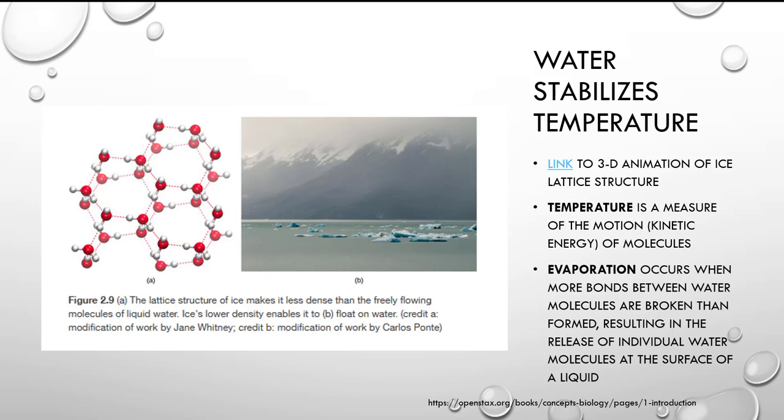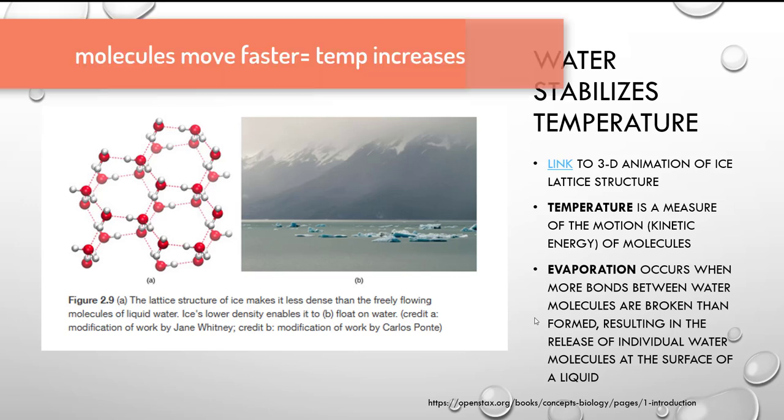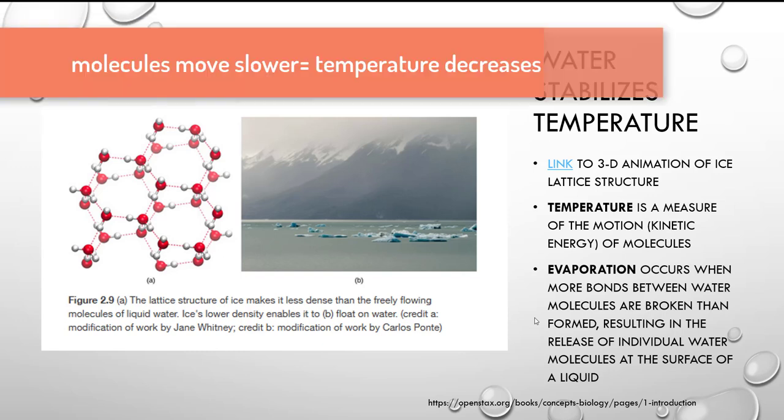Another property of water is that water stabilizes temperature. Okay. So what is temperature? First off, temperature is a measure of motion. So when the temperature goes up, that means that the atoms or molecules will start moving around faster. Okay. When the temperature goes down, that means the water molecules, or whatever we're talking about, move slower.